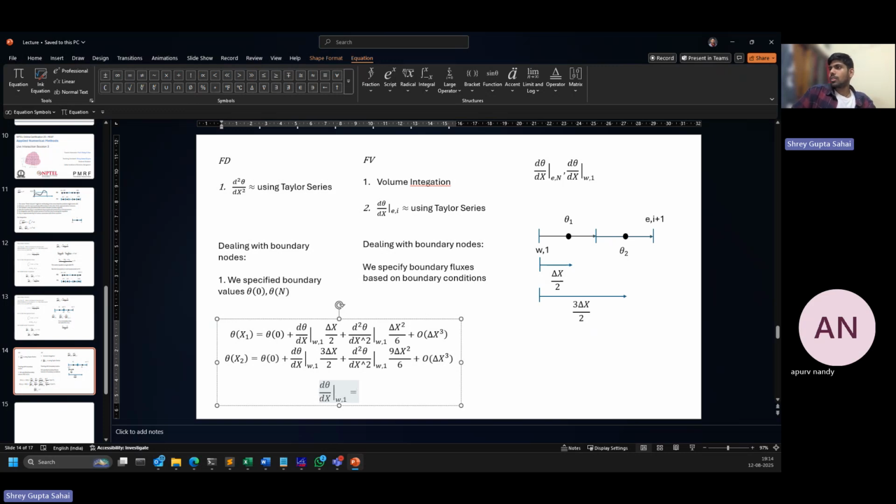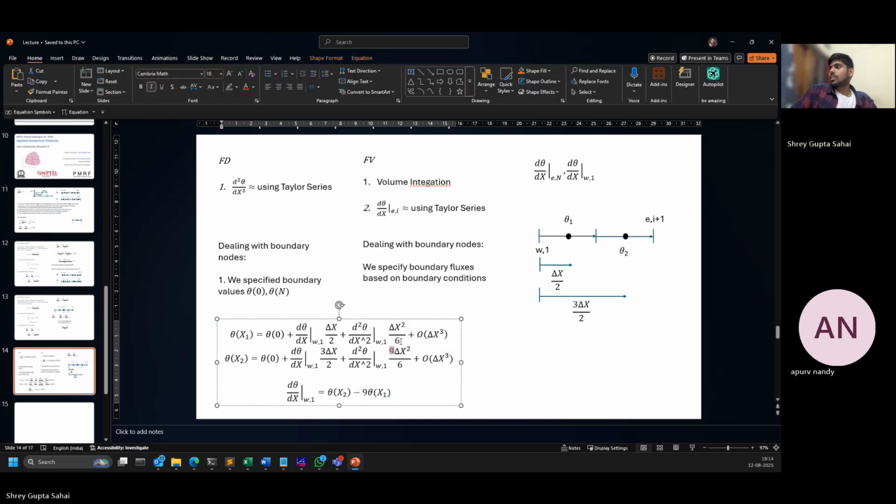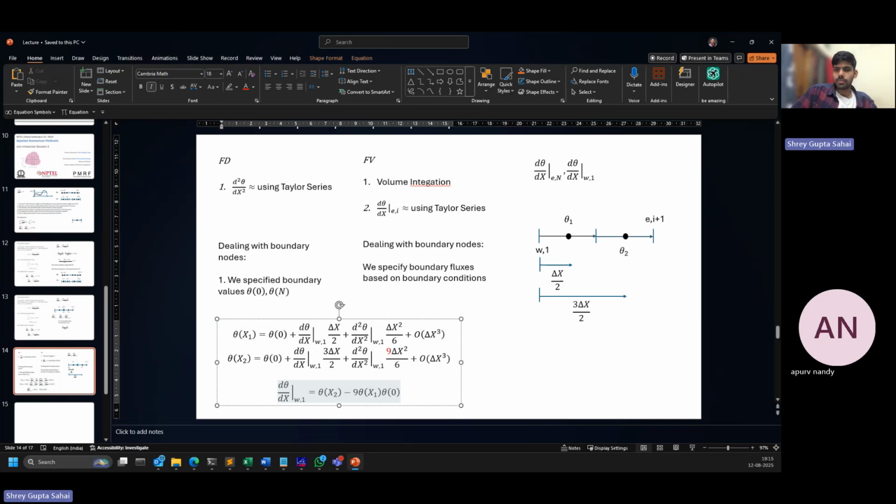If you do this, what you have here is theta of x2, and then you subtract the thing. If you subtract it, you will get theta of x1 9 times, because we are multiplying by 9, so that this term gets cancelled. Then minus theta of 0 plus 9 theta of 0, so plus 8 theta of 0, right?